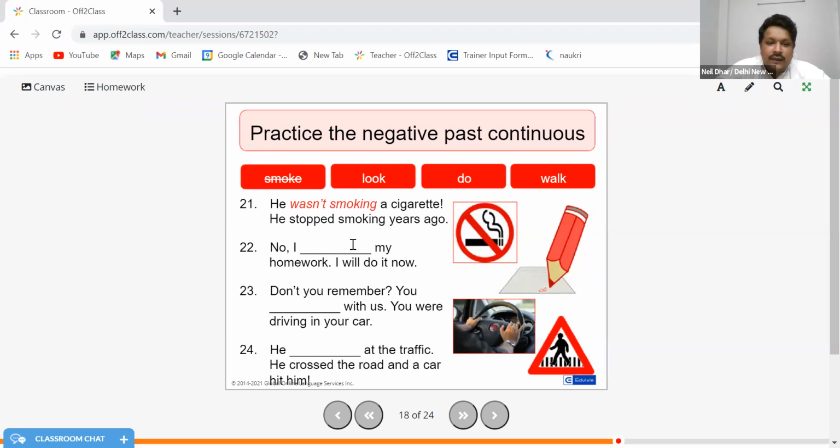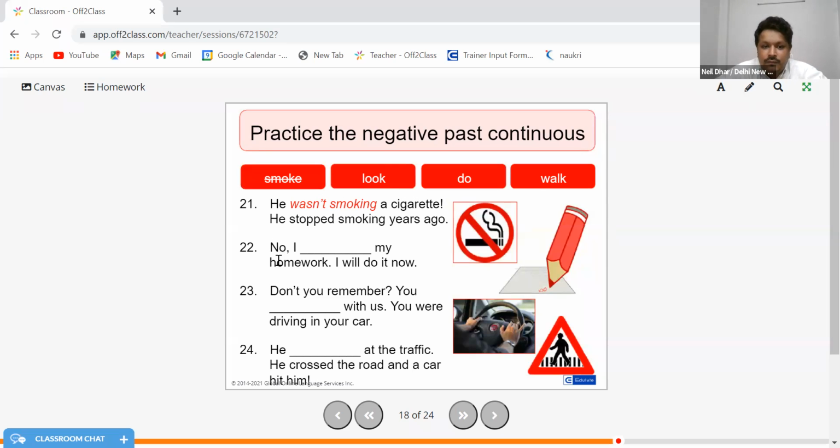He wasn't smoking. Smoking is a continuous activity. When you light a cigarette, it takes 2-3 minutes or sometimes more, depending on what you smoke. So he wasn't smoking a cigarette. He stopped smoking years ago. If I want to say it in a positive way, he was smoking a cigarette. I'm not saying smoking is positive, but I'm just talking about grammar. He was smoking a cigarette.